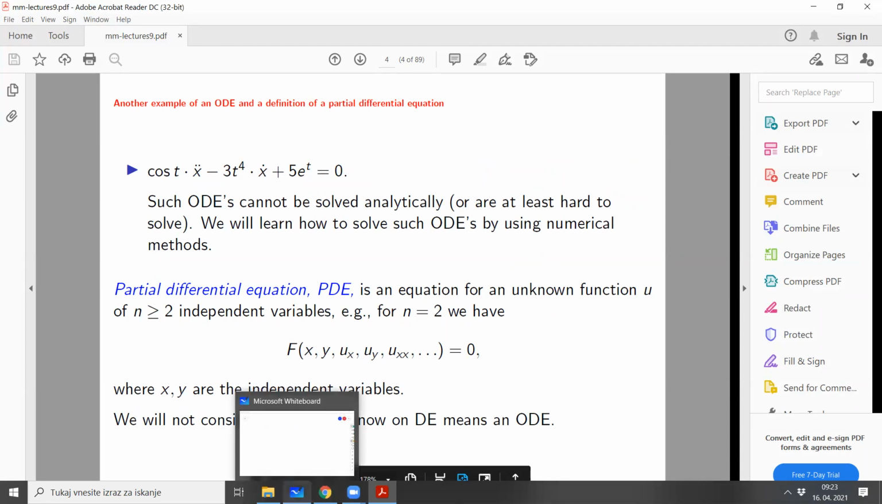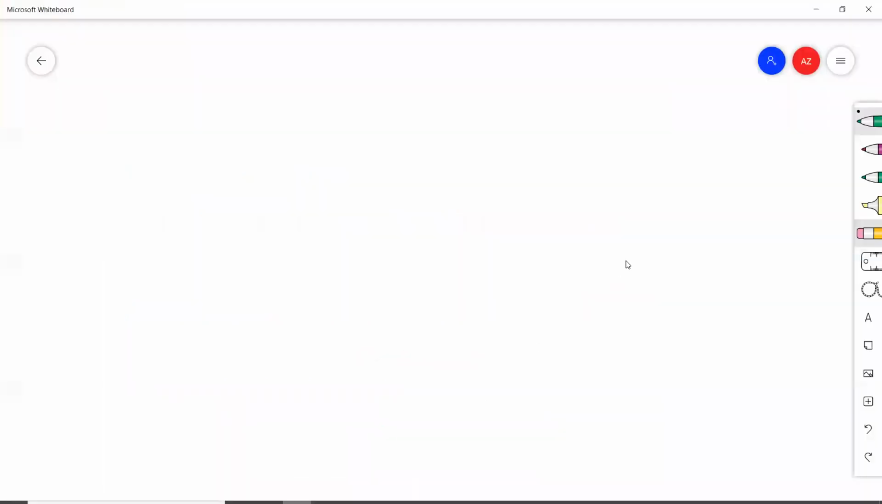Let's look at a few examples of differential equations in real life.